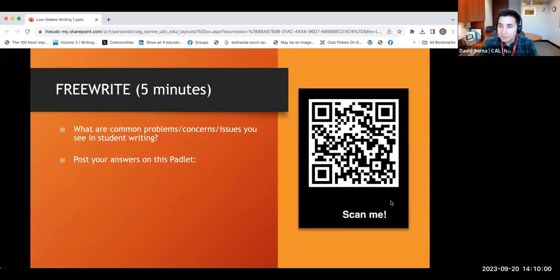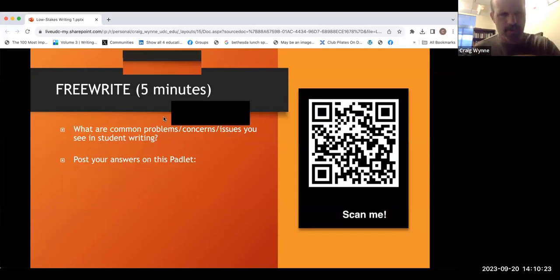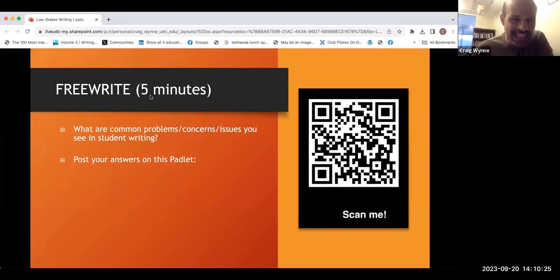Yeah, will do. I see some others joining in on the call, so I'll go ahead and put that link again in the chat box. You can also use the QR code on the screen to write. So free write: what are some common problems or concerns or issues that you see in student writing? And if you can't use the QR code, I know David just put a link into the chat.